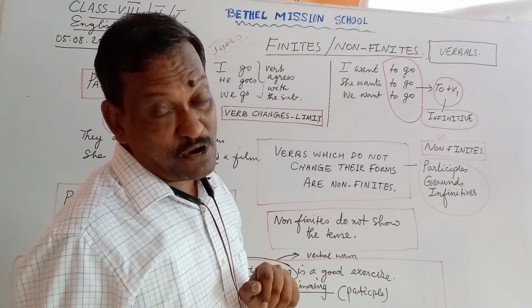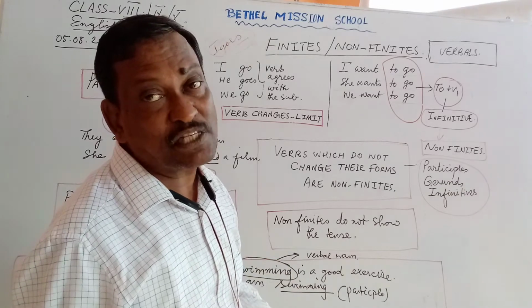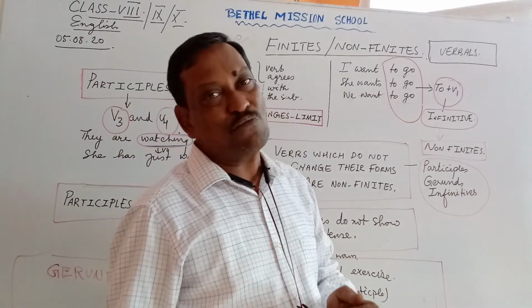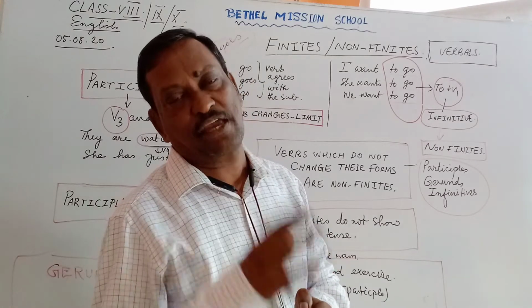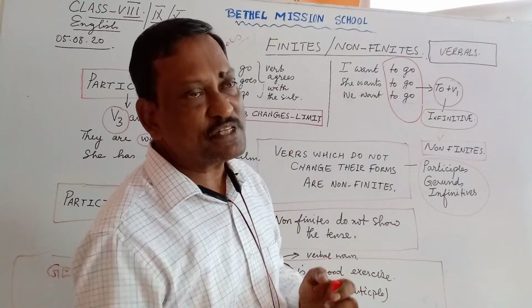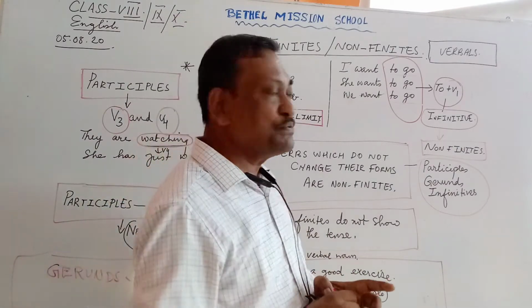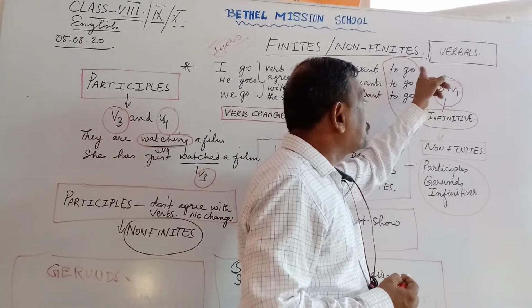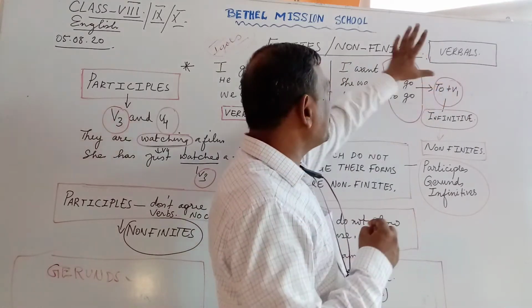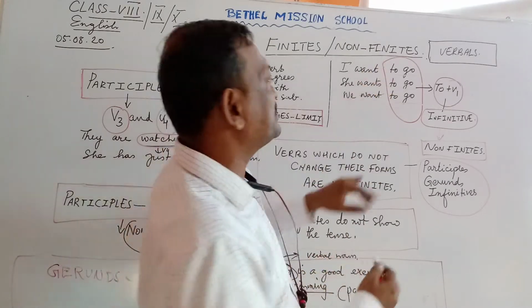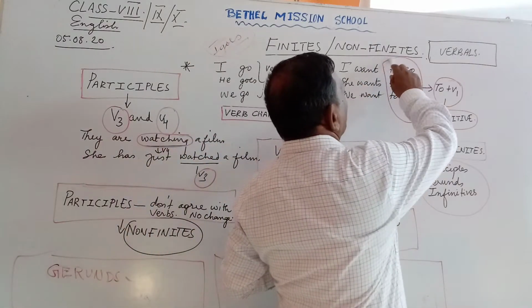As all of us know, every verb has 4 forms. For example, if you take the verb go: go, went, gone, going, and for the third person singular, es is added, G-O-E-S. Now, to plus V1. I want to go. If you notice these 3 sentences very carefully, you can come to understand the verb to go.